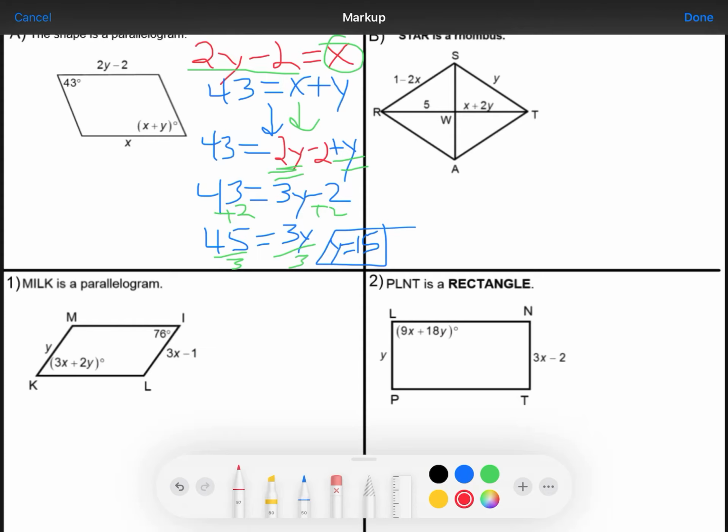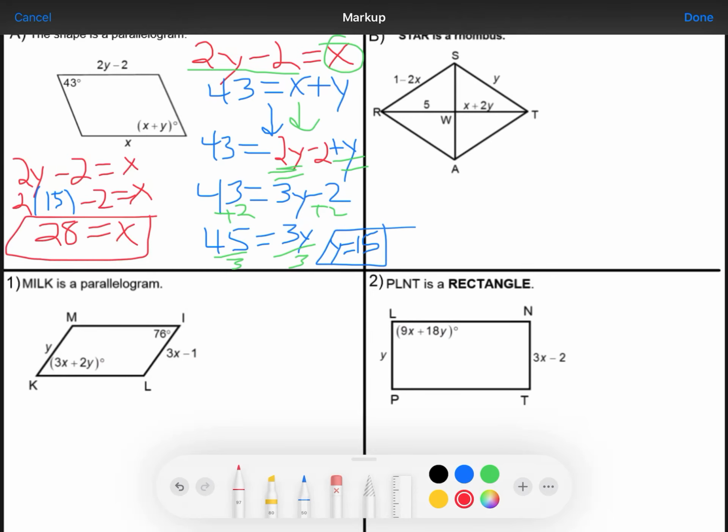Take the equation that you used for substitution. We used 2y minus 2 equals x for substitution. What you're going to do is plug in that value of 15 that you got. Plug it in. 2 times 15 is 30. 30 minus 2 is 28. And so we're done. You'll take your first answer and plug it back into whatever equation you substituted for, and you're done. You have an answer for x, you have an answer for y.